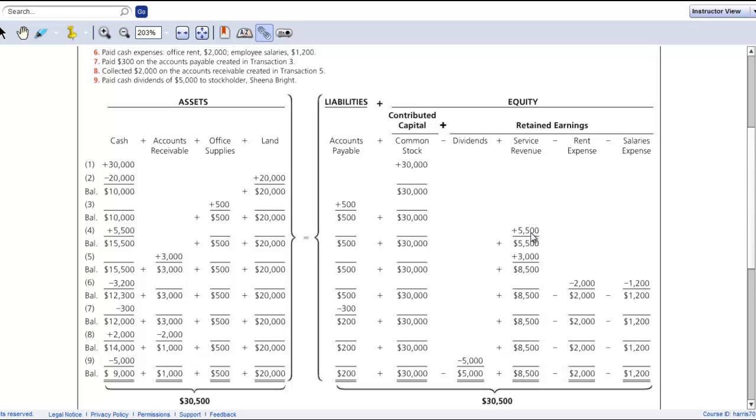You remember up here we had one transaction of $5,500. Then we tacked on another $3,000, and so this is our ending balance on the last date. We also have $2,000 in rent expense and $1,200 in salaries expense.